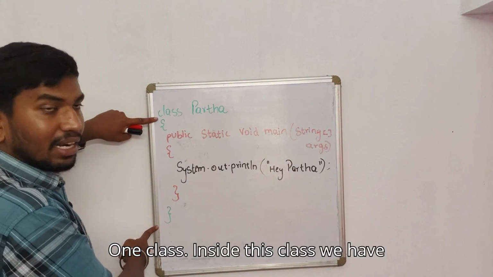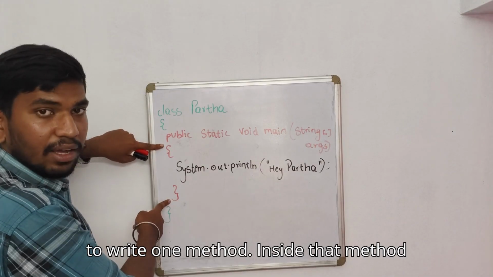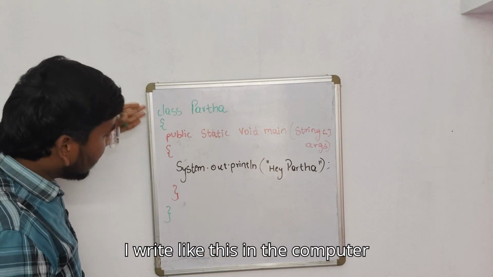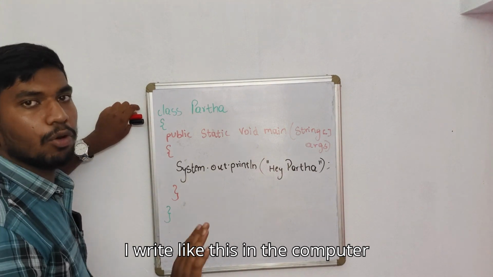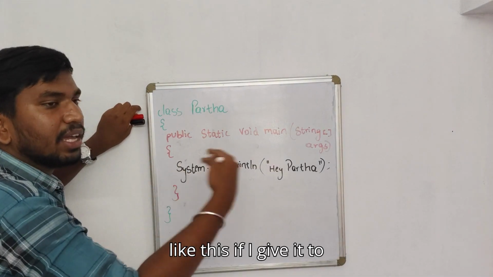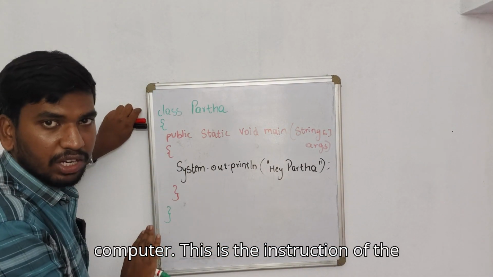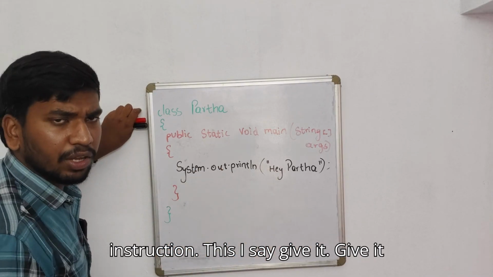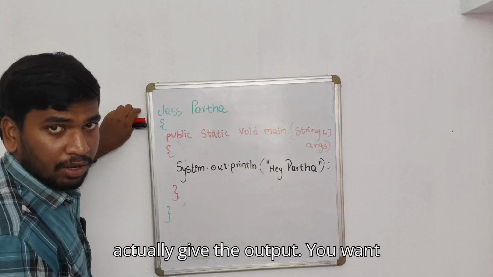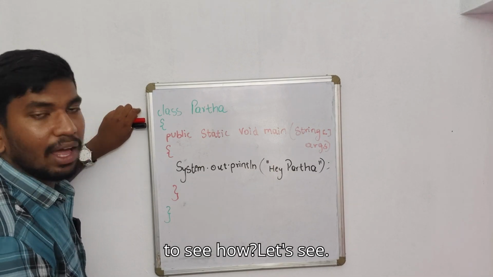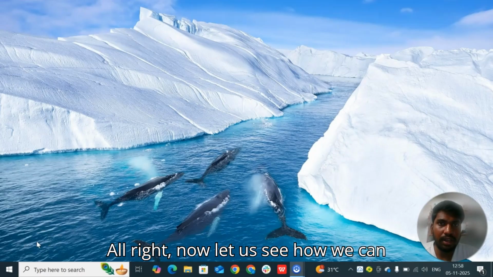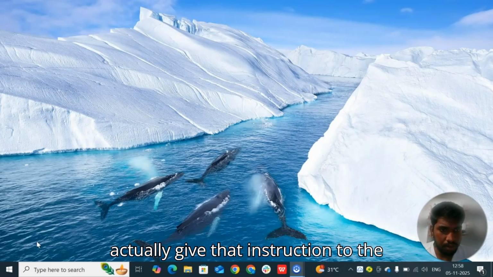One class. Inside this class, we have to write one method. Inside that method, you have to write the instruction. If I write like this in the computer, writing meaning we have to communicate. Like this, if I give it to the computer, this is one of the instructions. If I give this to the computer, your computer will actually give the output. You want to see how? Let's see. Alright, now let us see how we can actually give that instruction to the computer.